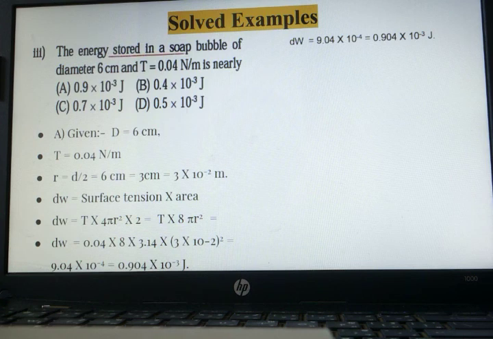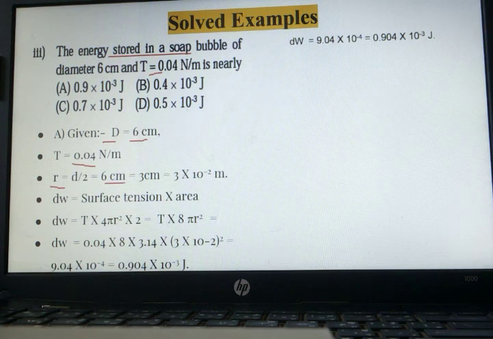Energy stored in a soap bubble of diameter 6 centimeter and tension 0.04 Newton per meter is nearly what? We have to find out. The diameter of the soap bubble has been given, that is 6 centimeter. Tension has also been given, that is 0.04 Newton per meter. But in the formula we are using radius, so R is equal to D upon 2, diameter upon 2. What is the diameter? 6 centimeter.